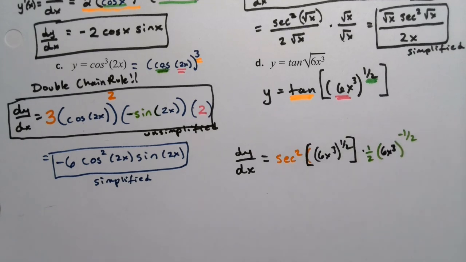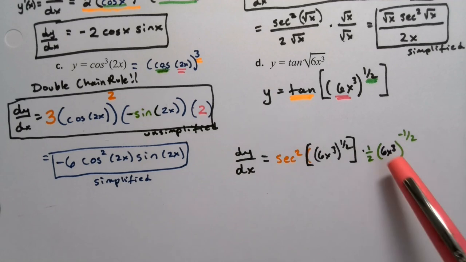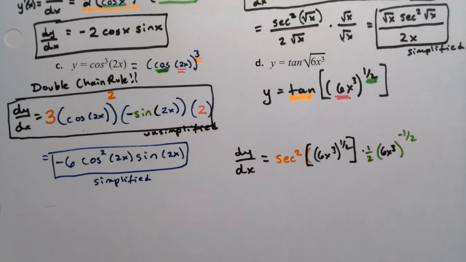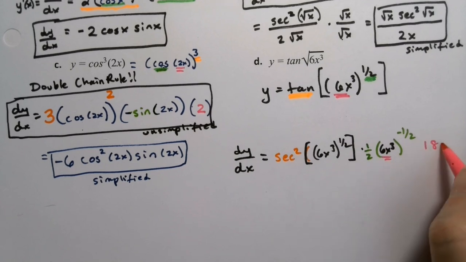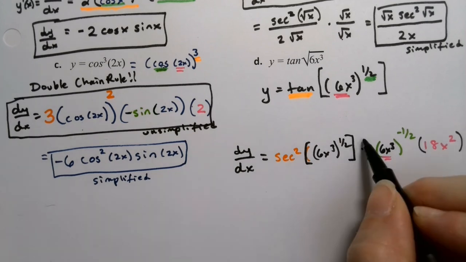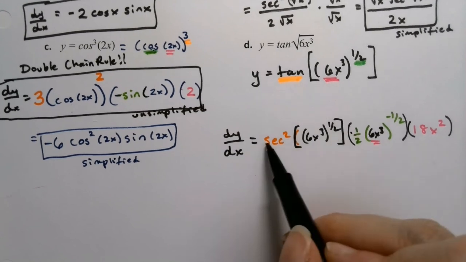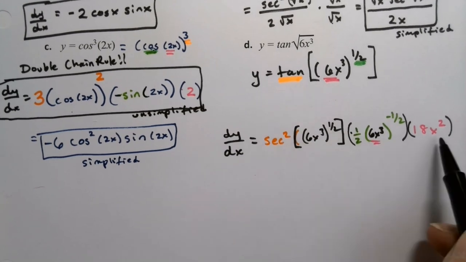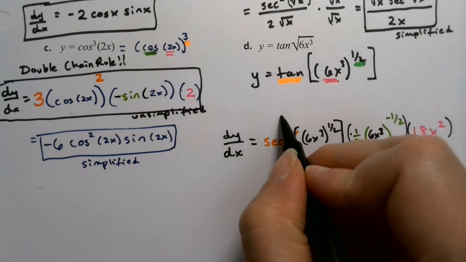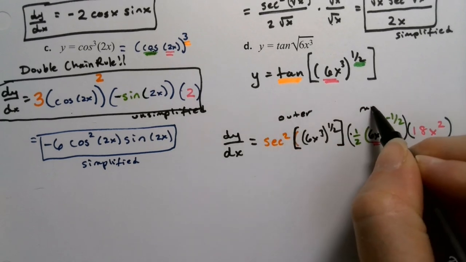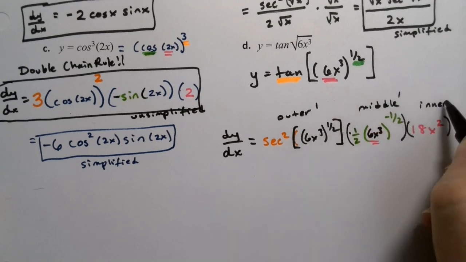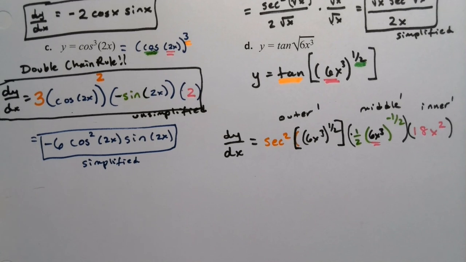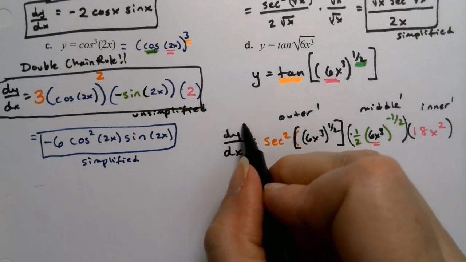And now finally take the derivative of 6x cubed, which of course brings the 3 down. 3 times 6 is 18. So it'd be 18x squared. Right? Derivative of the outer, derivative of the middle, derivative of the innermost. So you've got outer here, you've got your middle function here, you've got your inner function right here. And you're taking the derivative of each piece. All right, so if you're leaving it unsimplified, that's fine. Lovely.